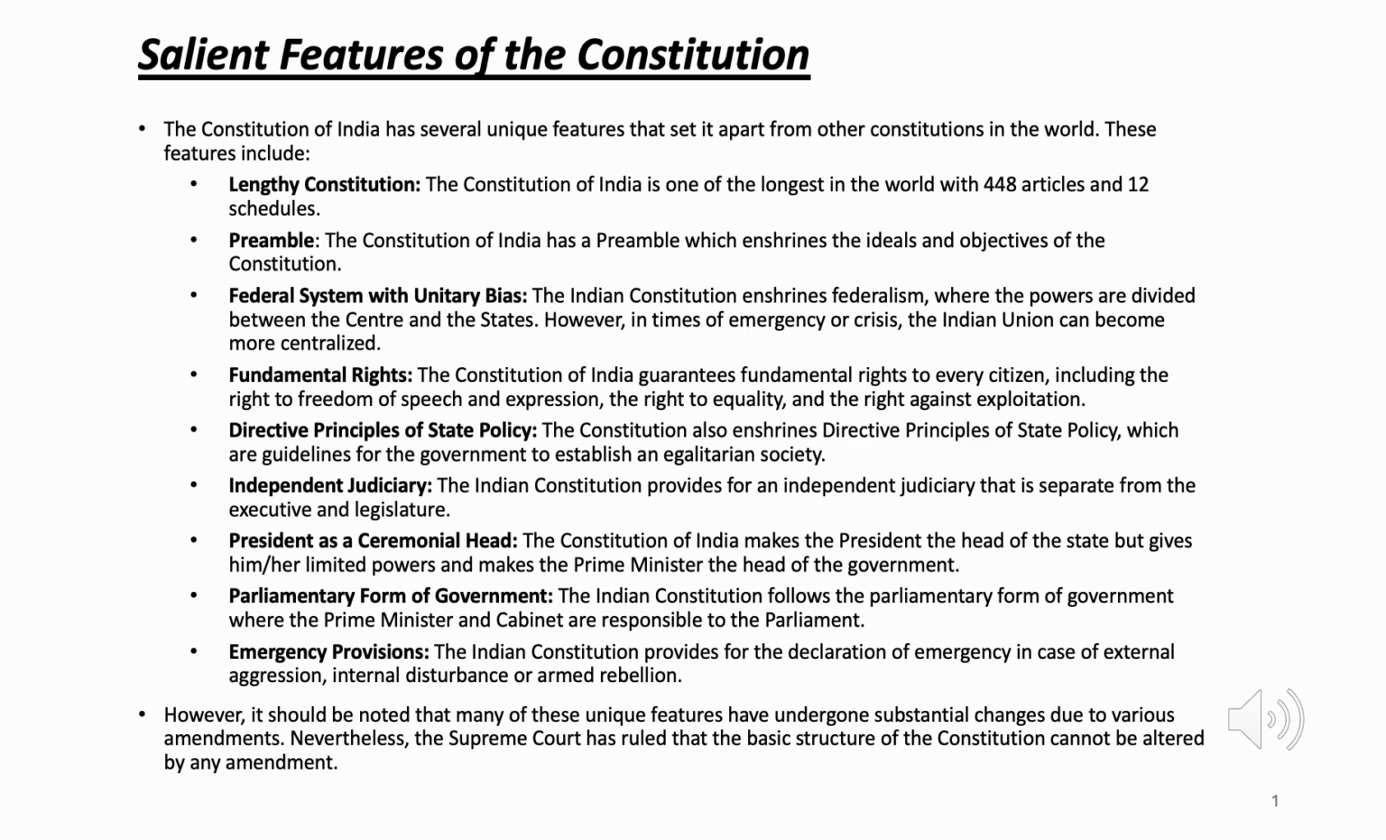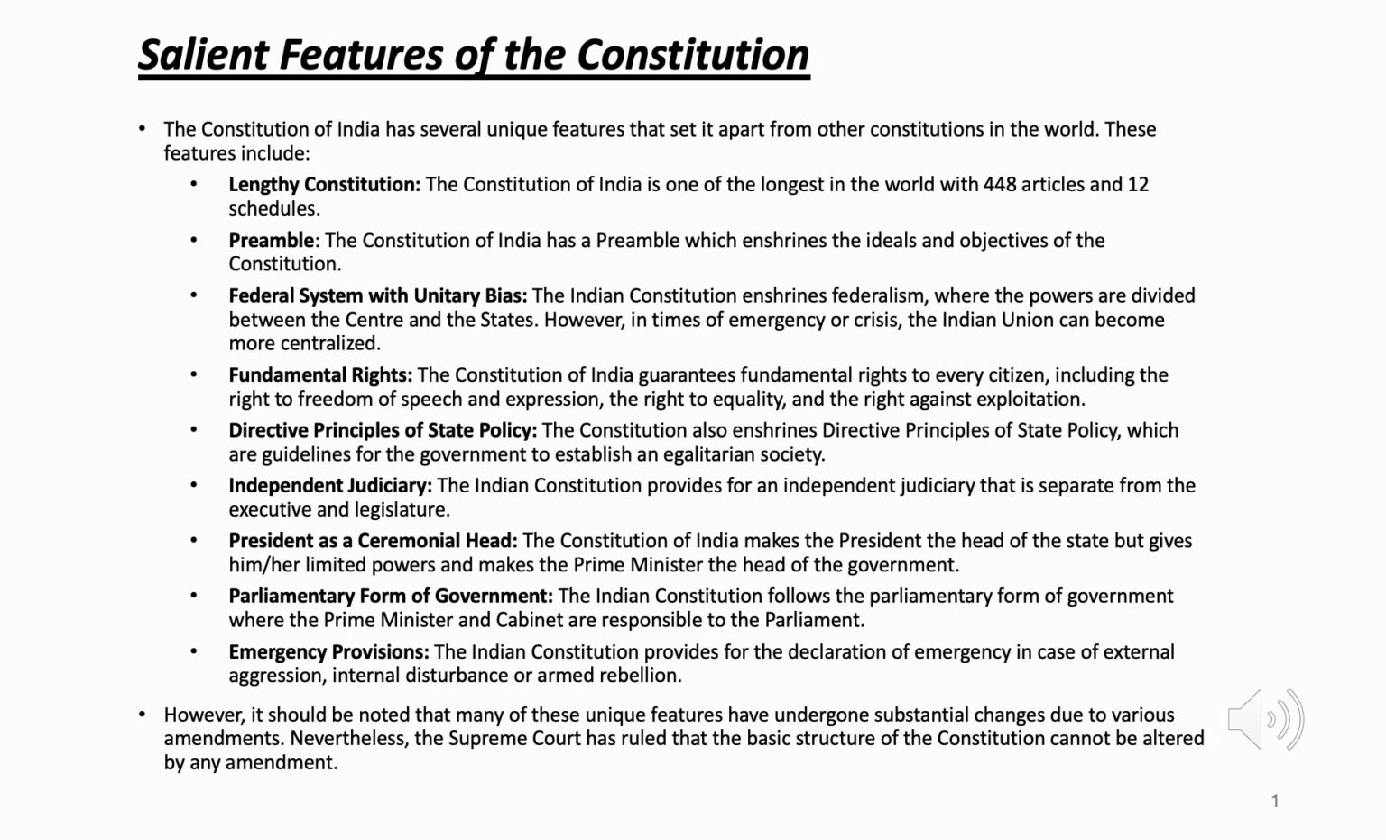Directive principles of state policy. The Constitution also enshrines directive principles of state policy, which are guidelines for the government to establish an egalitarian society. Independent judiciary. The Indian Constitution provides for an independent judiciary that is separate from the executive and legislature. President as a ceremonial head. The Constitution of India makes the President the head of the state but gives him or her limited powers, and makes the Prime Minister the head of the government.